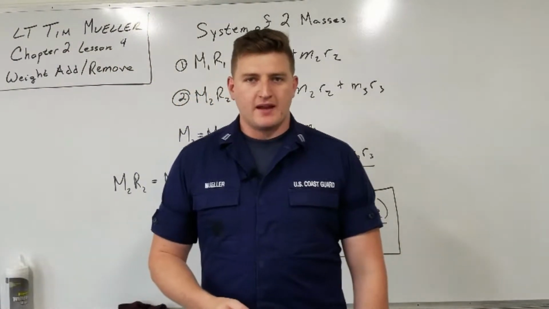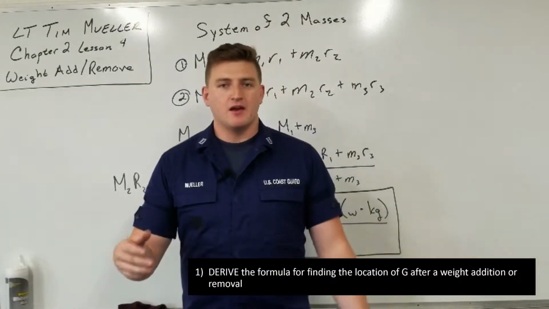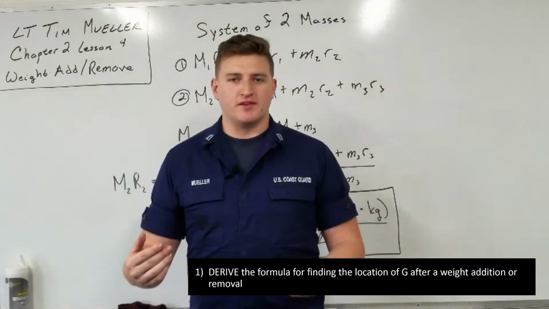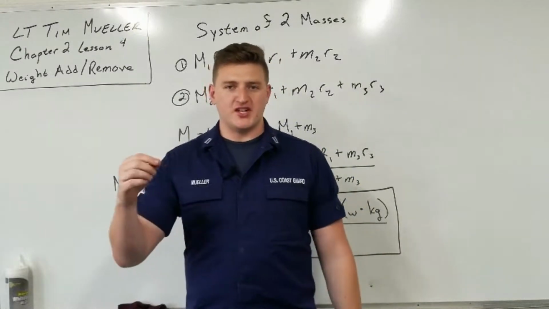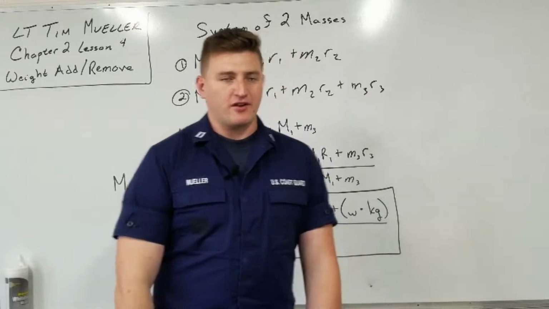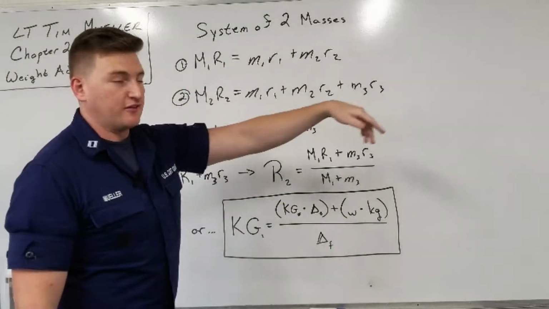Now, similar with what we had with a weight shift, we're going to look at two different situations mathematically. We're going to try and find some sort of a relationship between the two and extract a formula on how to find either the coordinate or the change in a coordinate of the center of gravity. So here we're going to have a system of two masses, then we're going to add a third onto it.